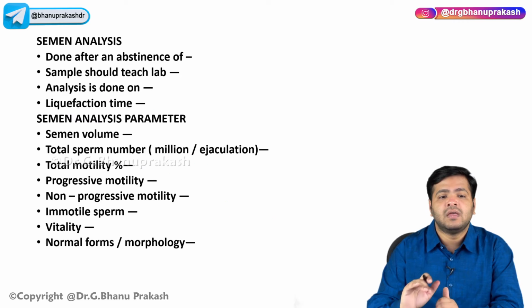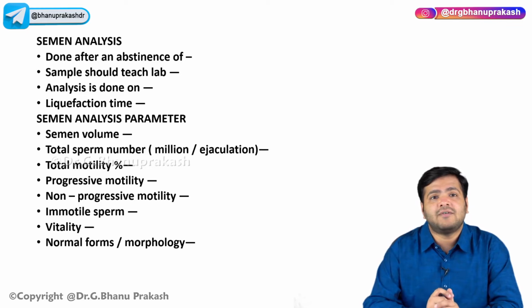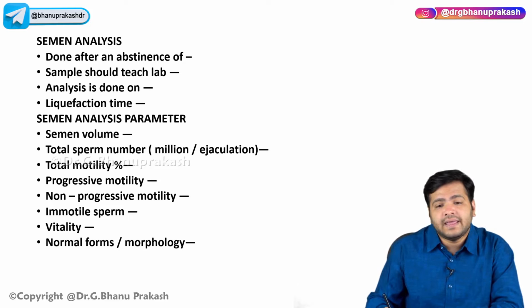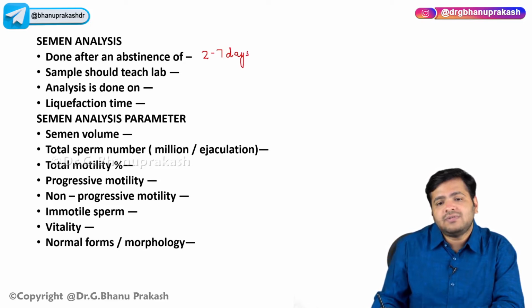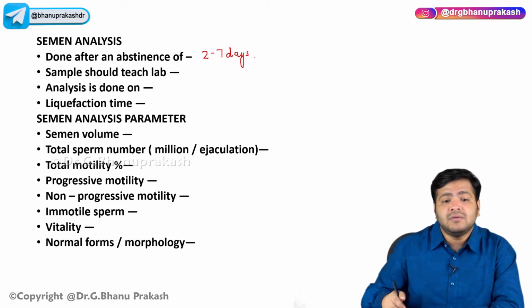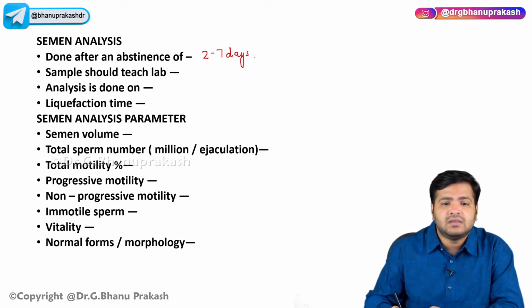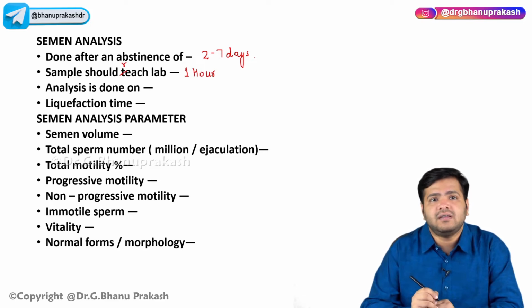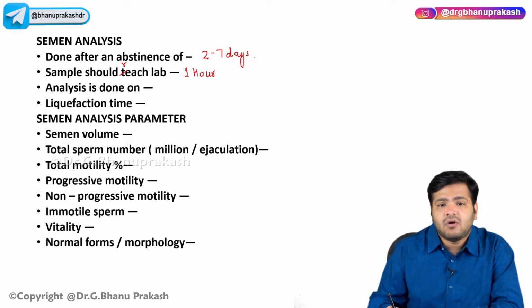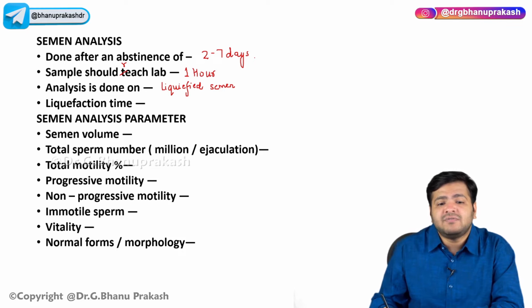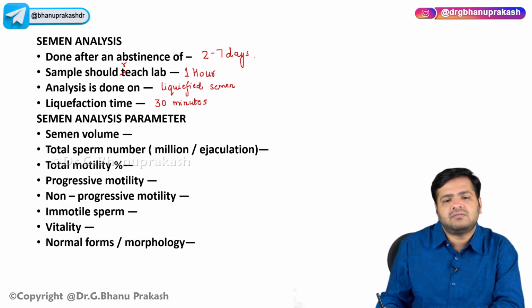Now, coming on to the next one, the semen analysis. What are the parameters that you have to keep in mind while doing the semen analysis? The semen analysis should be done after an abstinence of 2 to 7 days. Initially we say 3 to 4 days: we ask the couple to have no intercourse, and then the semen is collected. The semen should reach the lab within 1 hour or less. Remember, the analysis is done on liquefied semen. The liquefaction time of semen is around 30 minutes.